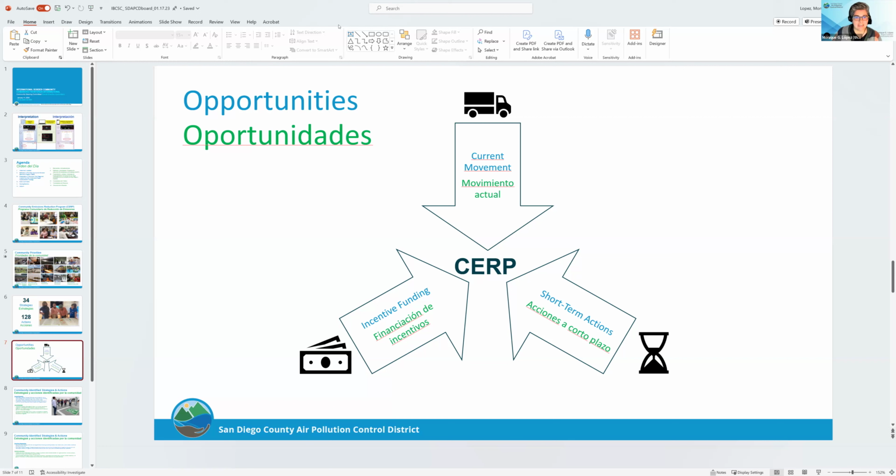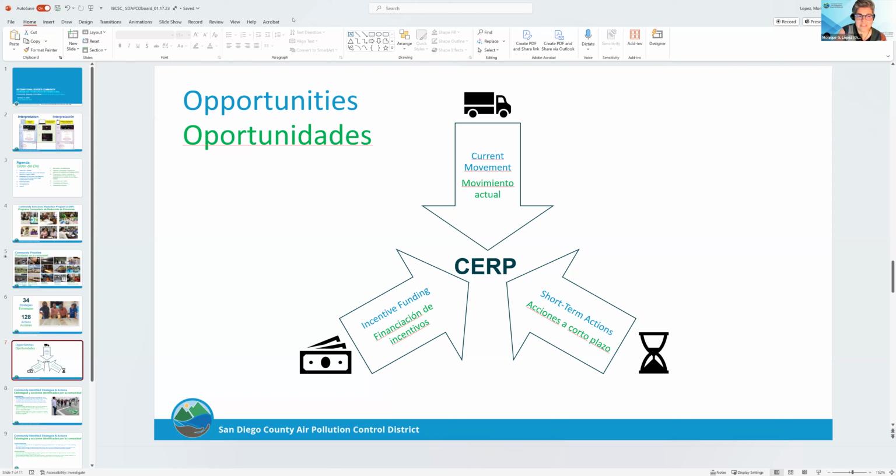But opportunities that I looked at were what's currently moving, and I'll describe what that is when we get to that section; items that in some way are tied to incentive funding. APCD does have some incentive funds that we can start applying to some of these things in the short term, or in the immediate term. And also, what are some of the short-term actions that have been identified in the SERP that potentially we can get some movement on and start working on now?